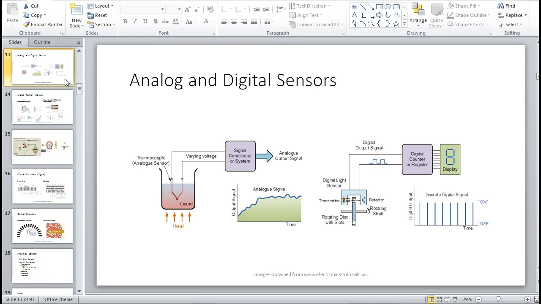Limit switches are not analog. Limit switches are digital. Digital? Yes, limit switches. Okay, I thought it was just off or on. No, that's digital. Off and on is digital. So don't get mechanical confused with analog.